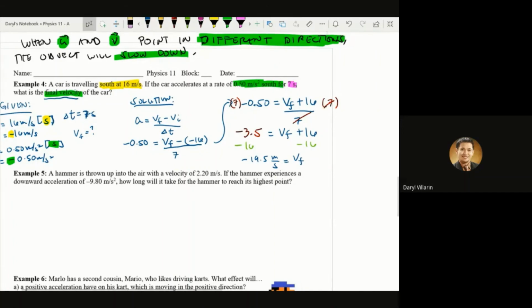And in one significant figure, because the significant figures are based on the significant digits of the given quantities, vf will give me negative 20 meters per second. The negative sign tells me that it is in the south direction.